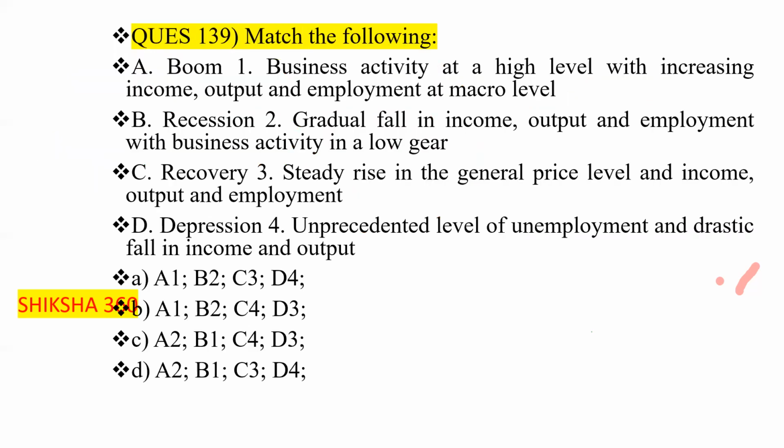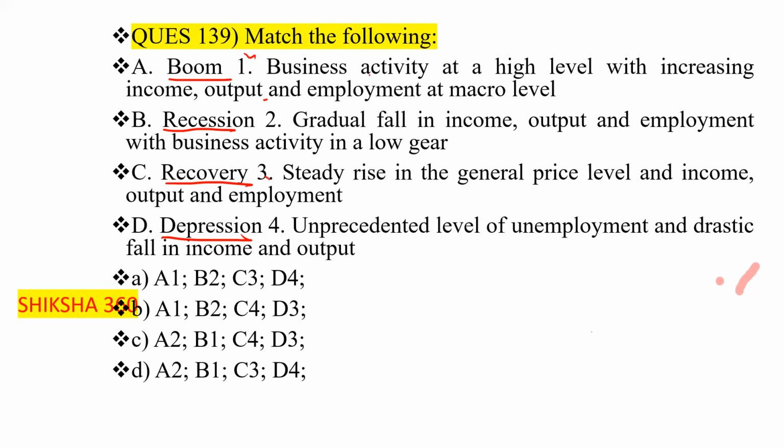Question number 139. Now we have to find it. Match the following. On one side we have boom, recession, recovery and depression. On the other side we have 1, 2, 3, 4. So now let's discuss them one by one.